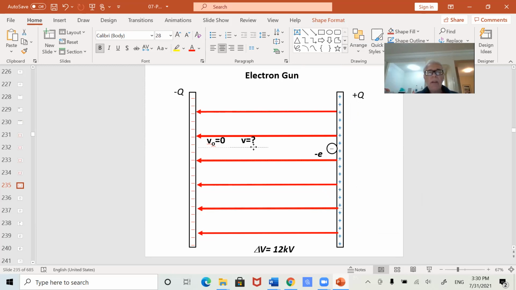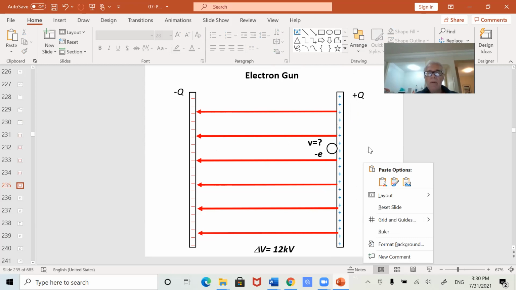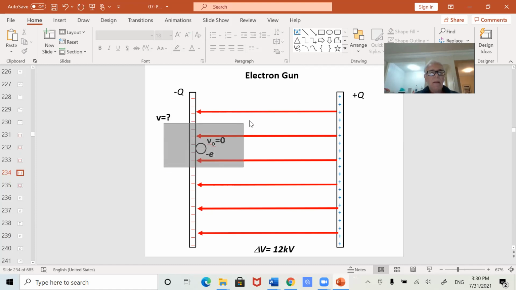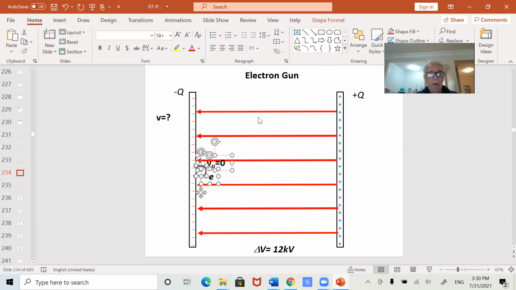Final velocity. Let's move that a little bit lower, so this electron is going to be close to the hole, right? Here you go, around here. And the other side too, right? The electron should be a little bit lower. Here you go, right in here.